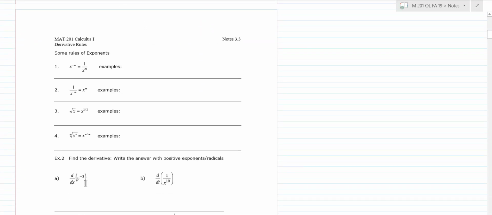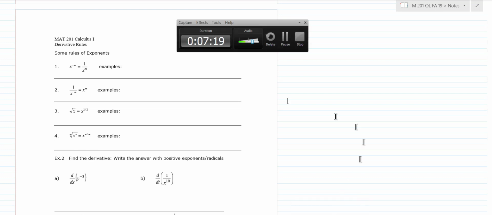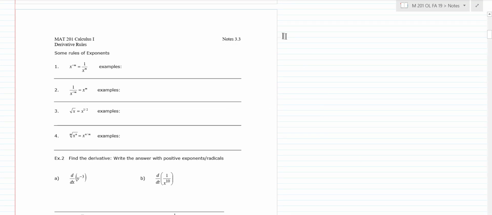But first, we need to go through and do some review of laws of exponents. These exponent rules you've seen in pre-calc or college algebra. You want to make sure you're totally on top of these things because you'll use them all the time in calculus. So, negative exponents.